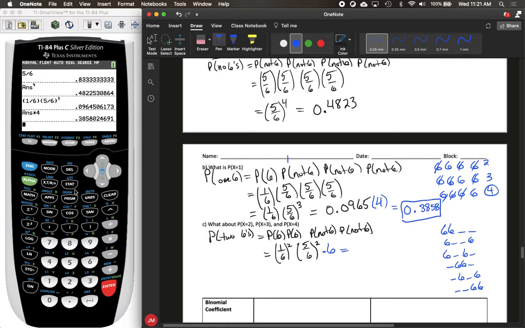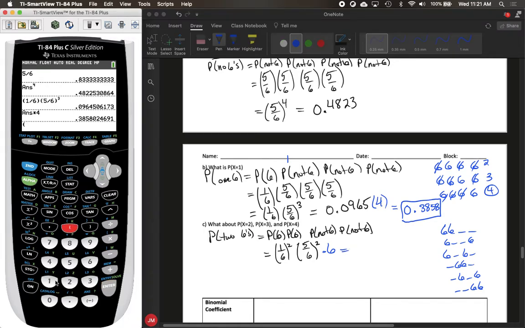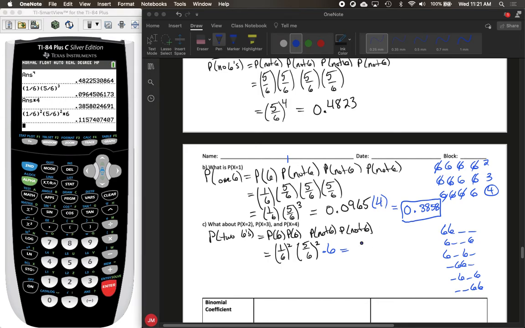So let's go ahead and see what that probability is. So that would be in parentheses 1 out of 6 to the second power multiplied by 5 out of 6, also to the second power, and then multiply all of that by 6, gives us a probability of 0.1157.